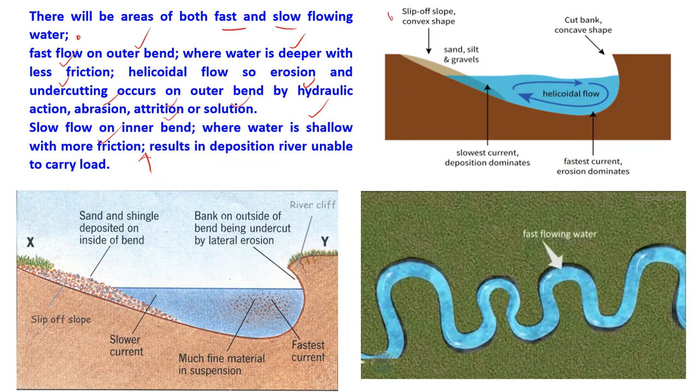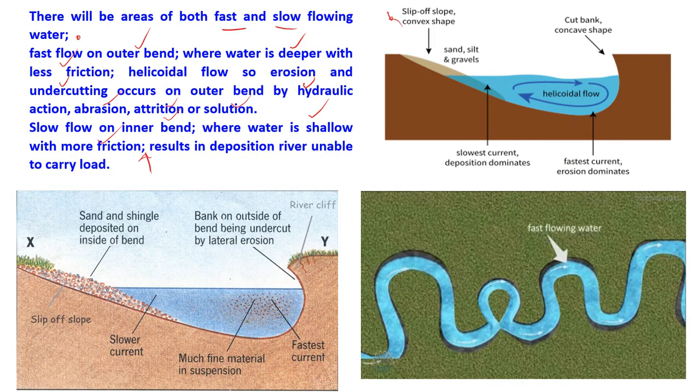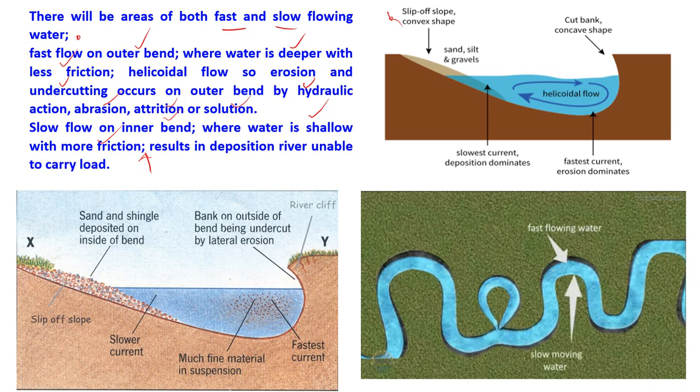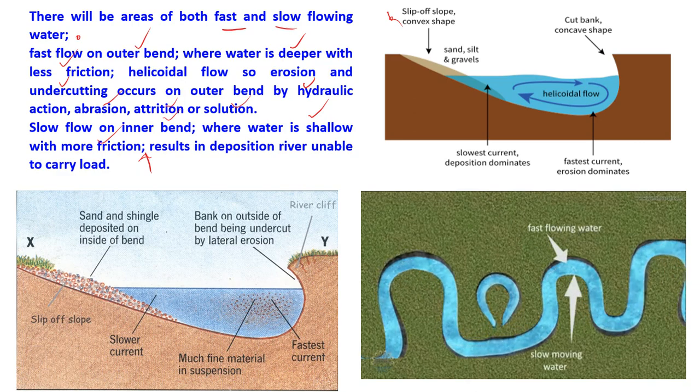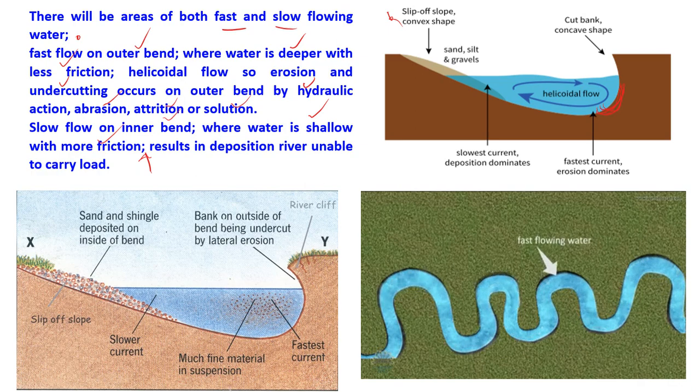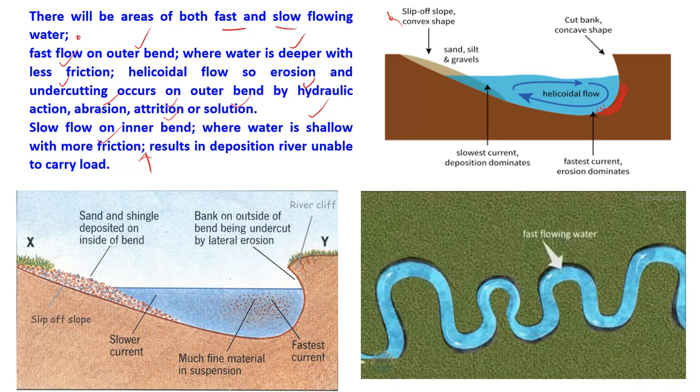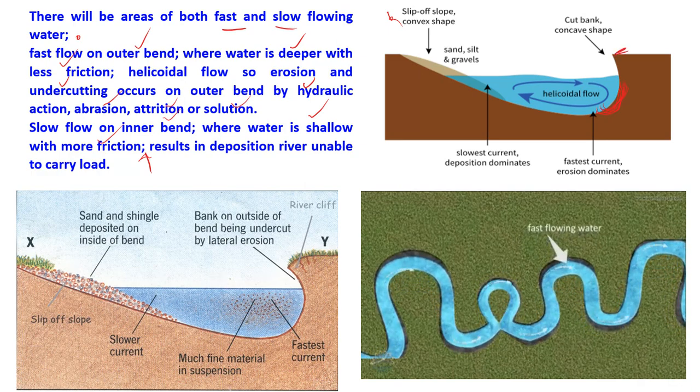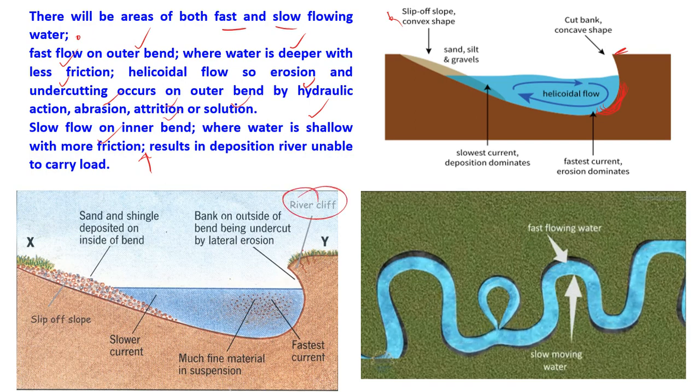So here forms a slip-off slope. This is the inner bend where deposition is taking place. Here you have the fastest current, called the thalweg. Here you have an undercut. You have a steep slope, and this point will form the river cliff. So that's it.